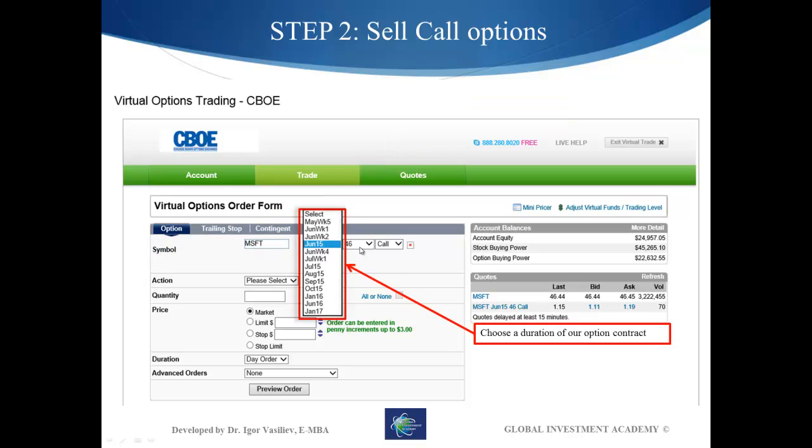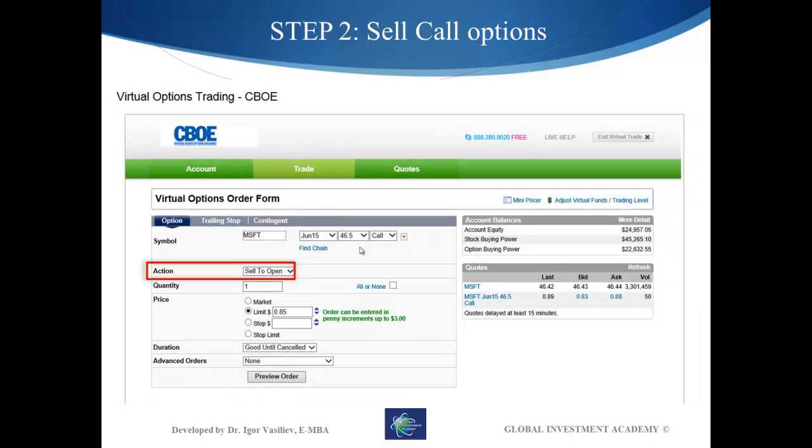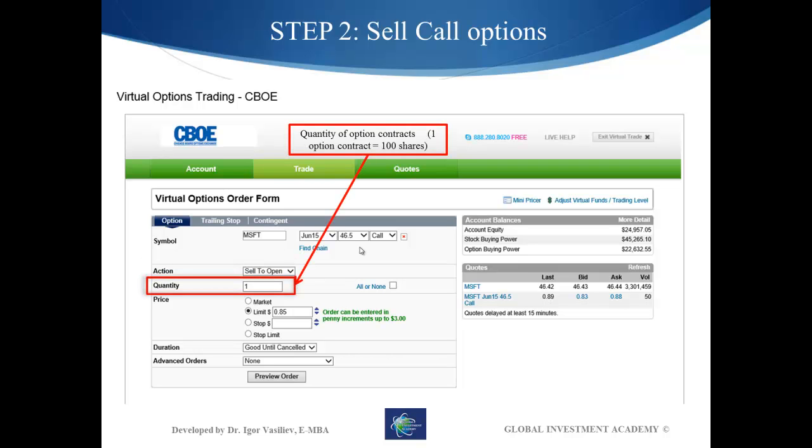And then I choose the strike price, $46. And then I choose the call. You can choose put here, but in our particular example, we're choosing call. The next step, action. We're doing sell to open. The next one, we set the quantity, 1. Remember that one option contract controls 100 shares. So if we bought 100 shares of Microsoft, we need to set one contract. If we decide to buy 1,000 shares of Microsoft, we would sell 10 contracts.